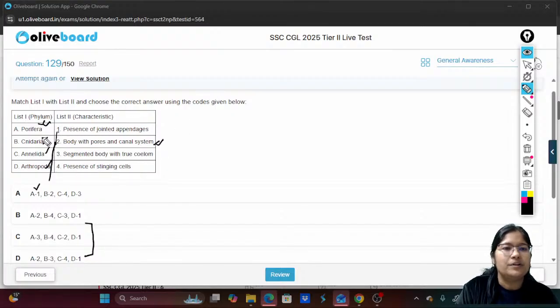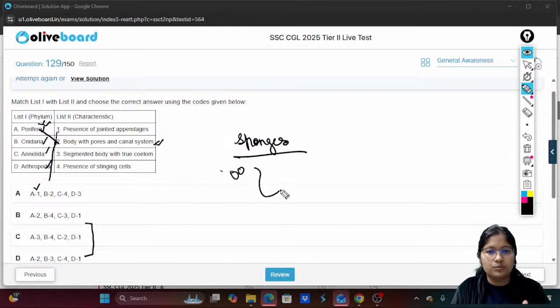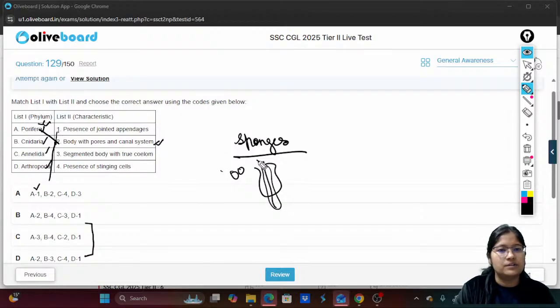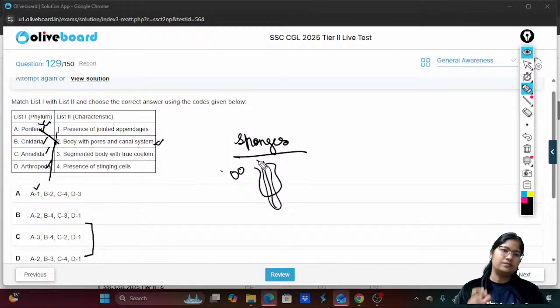Okay. Porifera, presence of joint appendages is done. Body with pores and canals. So Porifera, the first that we study, we study sponges. We study that they have pores and the water system will be able to go through, and their water canal system can flow like this and they can absorb the nutrients, etc. So they have the canal system and body pores. So A is going to go with 2.